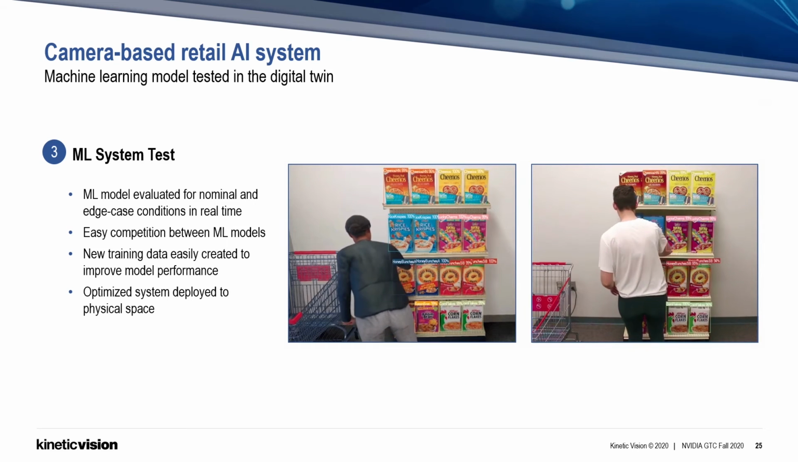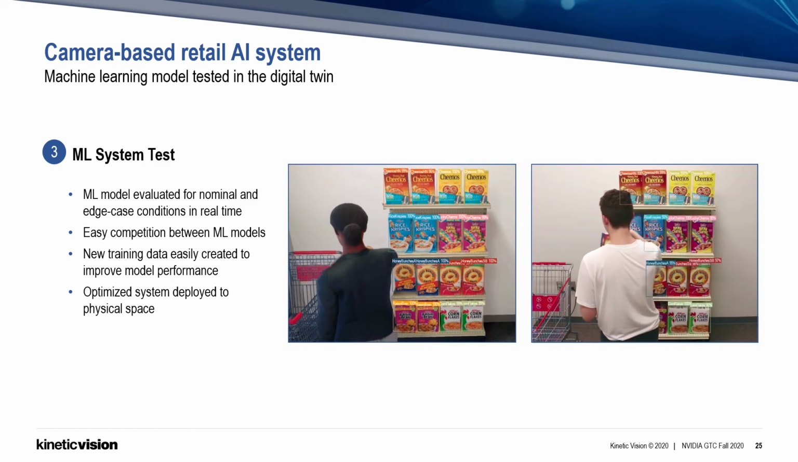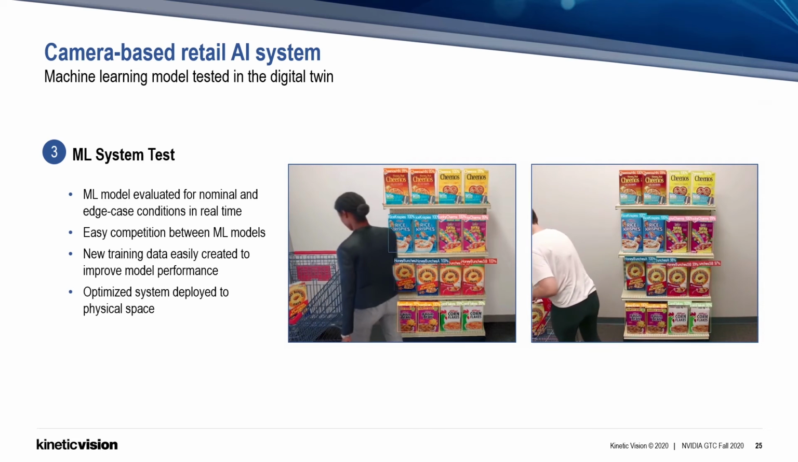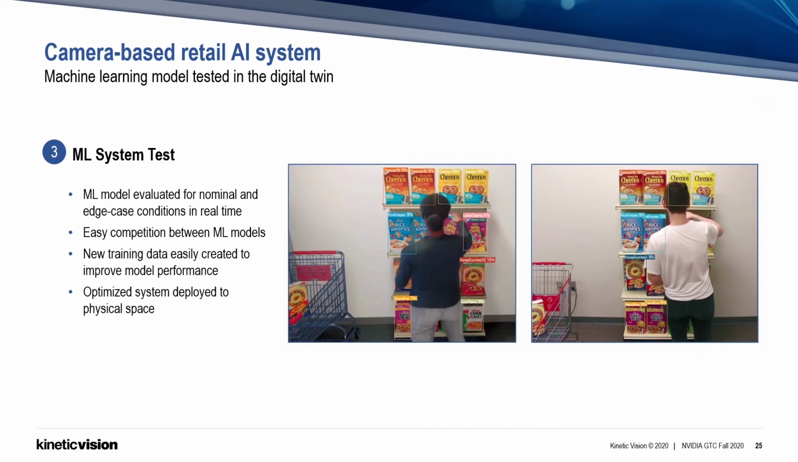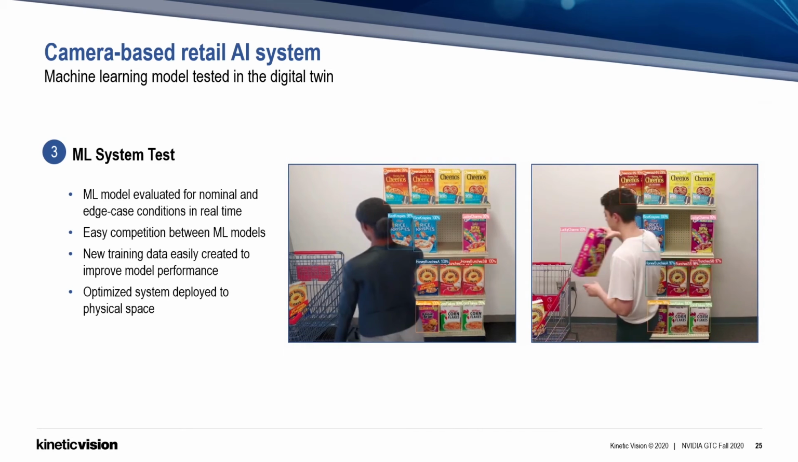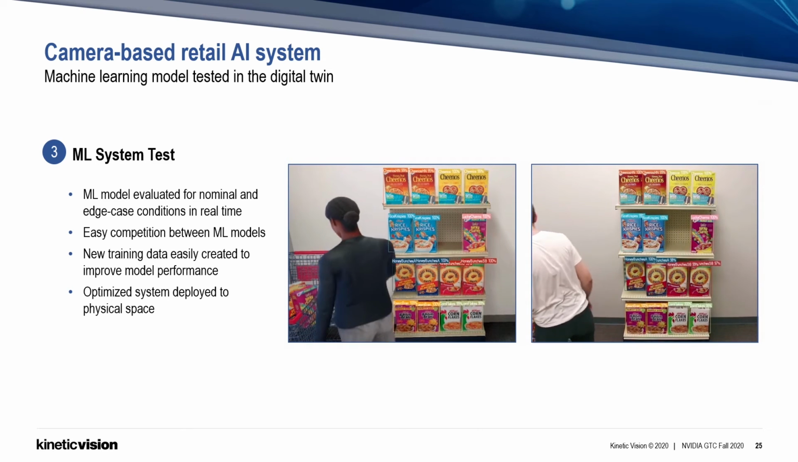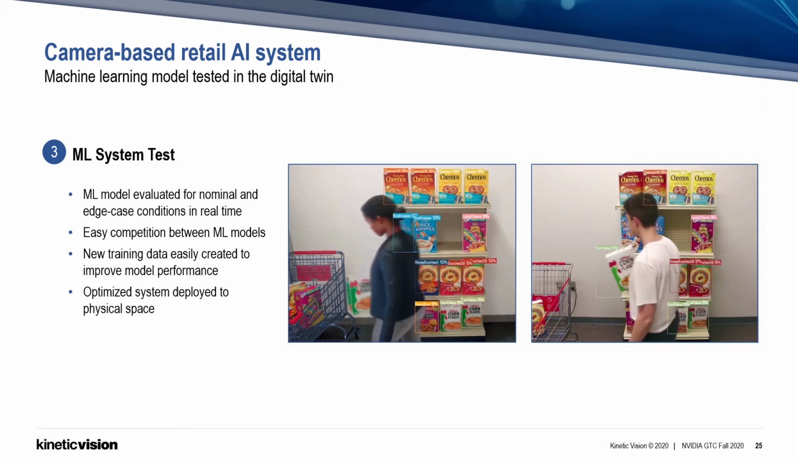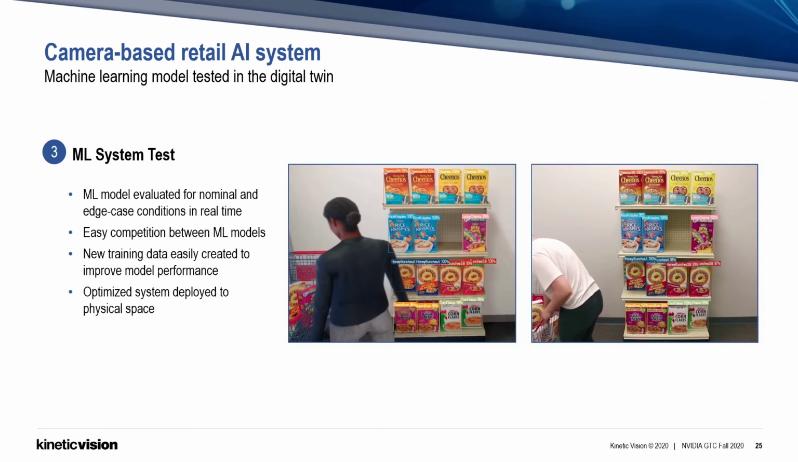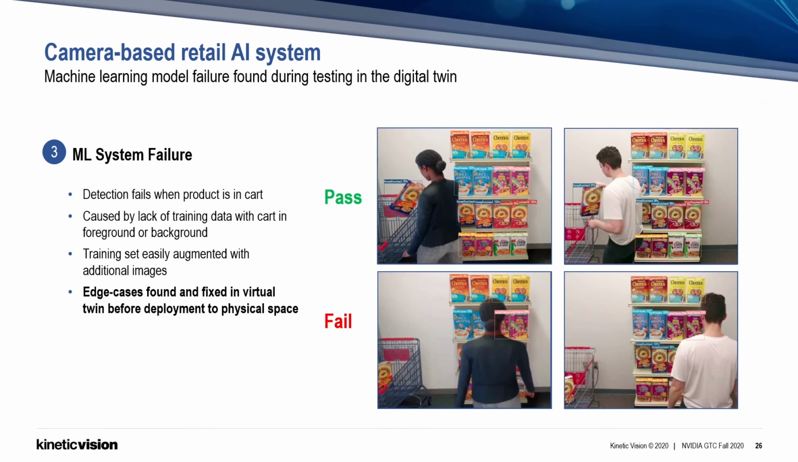Here the machine learning model is being tested in the digital twin using the pre-recorded avatar motion. However, the AI model can also be tested in real time. Actual video of a test shopper is shown on the right. The model's performance is very good until products are placed in the cart, where detection fails. What's important, however, is that the twins behave similarly, and the virtual system mimics the physical outcomes.